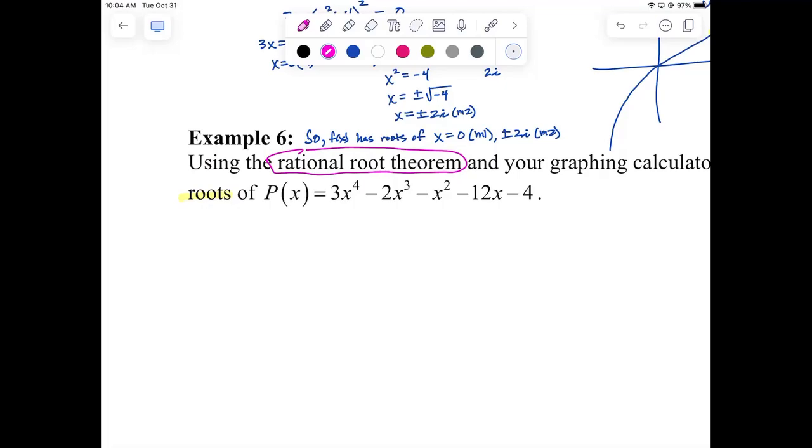So my constant is negative 4. That's going to be my p. And then my constant is 3. That's going to be my q. Negative 4. There we go.